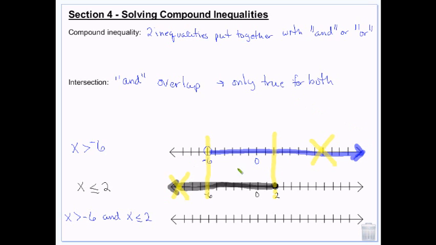So what will happen is I'll have an open circle on negative 6. I'll have a closed circle on 2. And I'm going to shade that bit in between because this is where the two graphs would overlap. With intersections.